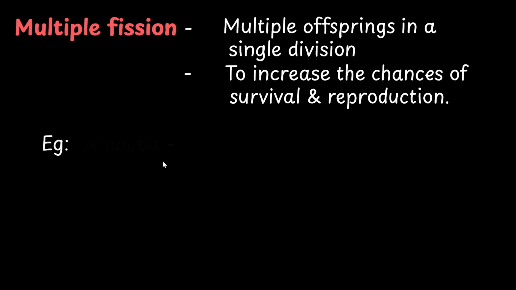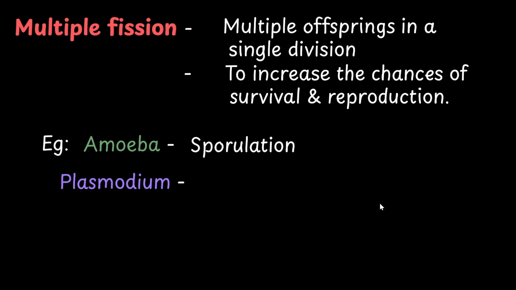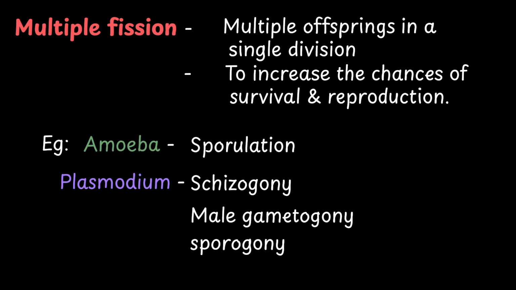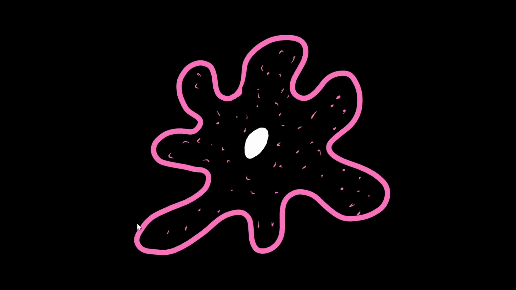For example, the amoeba, which usually divides by binary fission, undergoes sporulation during multiple fission. It is also seen in Plasmodium, which is a malarial parasite. Plasmodium has an elaborate life cycle that is shared between the human and the mosquito. And multiple fission occurs many times within this life cycle. So we have schizogony, male gametogony, as well as sporogony happening during these cycles. We'll learn more about this when we learn about the life cycle of Plasmodium. So let's look at how sporulation happens in amoeba.